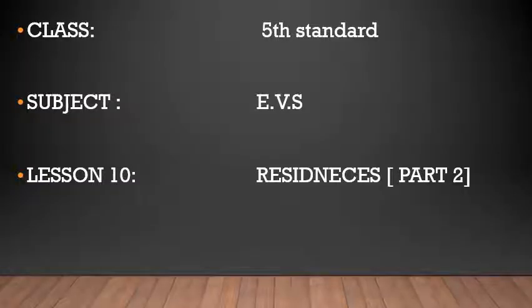The following video is for class 5, subject E.V.S, lesson 10, residences. Now in part 1 of this lesson, we learnt about what the different residences are and what building materials are required to build those residences, right? And we learned about what community housing is, like apartments, for example. We learned how the government is making sure that everybody gets a home to live in.